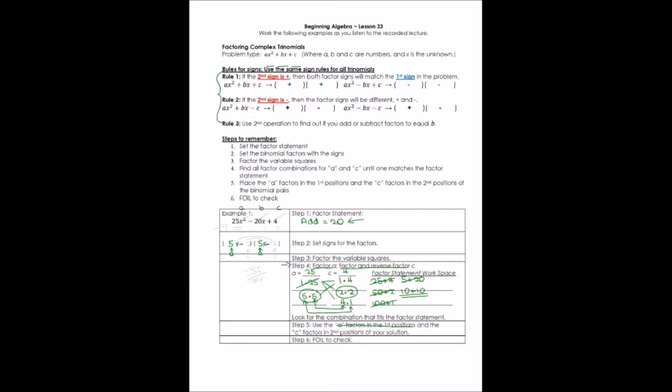Although they're both the same, so it really doesn't matter, does it? And the C factors go in the second positions. So the C factors are always going to go right here. That's going to be 2 times 2.